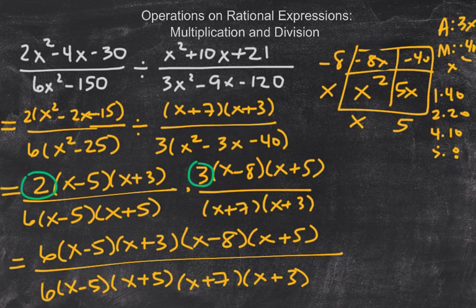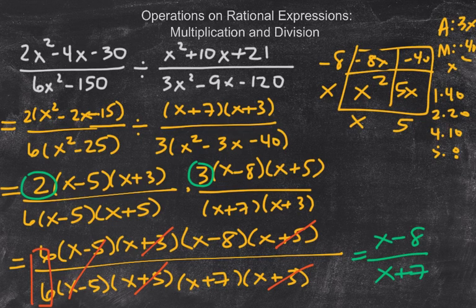Whew! So we're looking for giant ones here. The 6 over 6 I see as a giant one. X minus 5 over x minus 5. X plus 5 over x plus 5. X plus 3 over x plus 3. And so we are just left with x minus 8 over x plus 7.